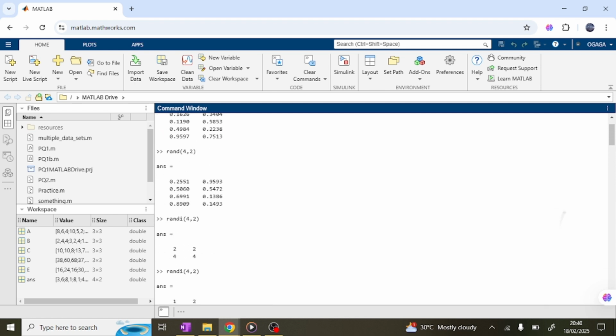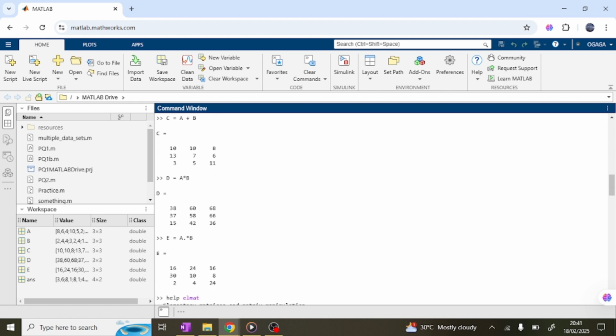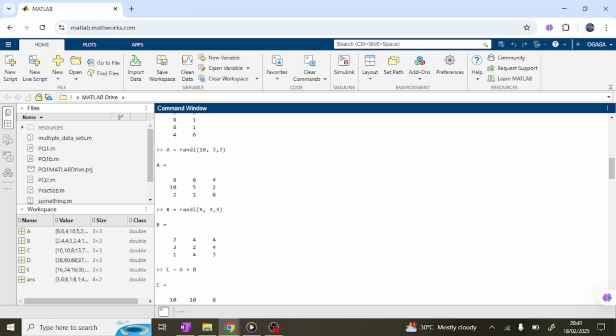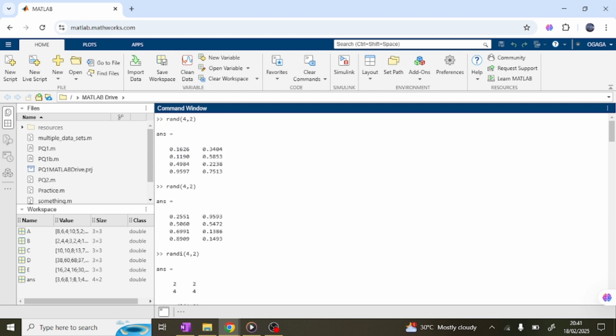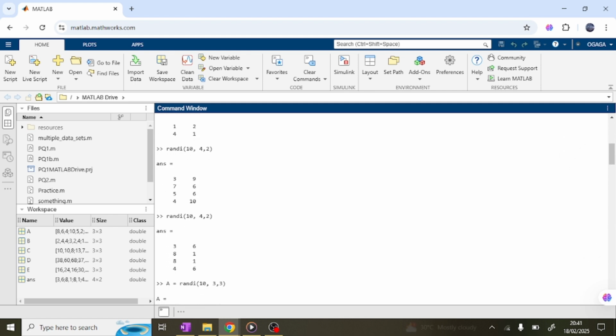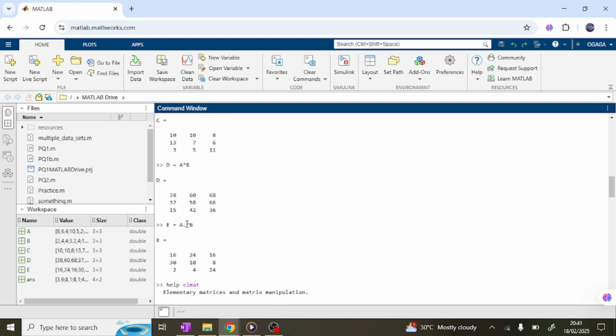Okay, so in this video we talked about basic matrix operation, although I didn't touch division, but it's the same thing. I think I didn't do subtraction also, but it's the same thing, the same pattern. So you can multiply or add two matrices, but note that they should be of the same size. That's very, very important. And when you add the dot, it makes it element-wise. And you can type help elmat to give you elementary matrix and matrix manipulation.